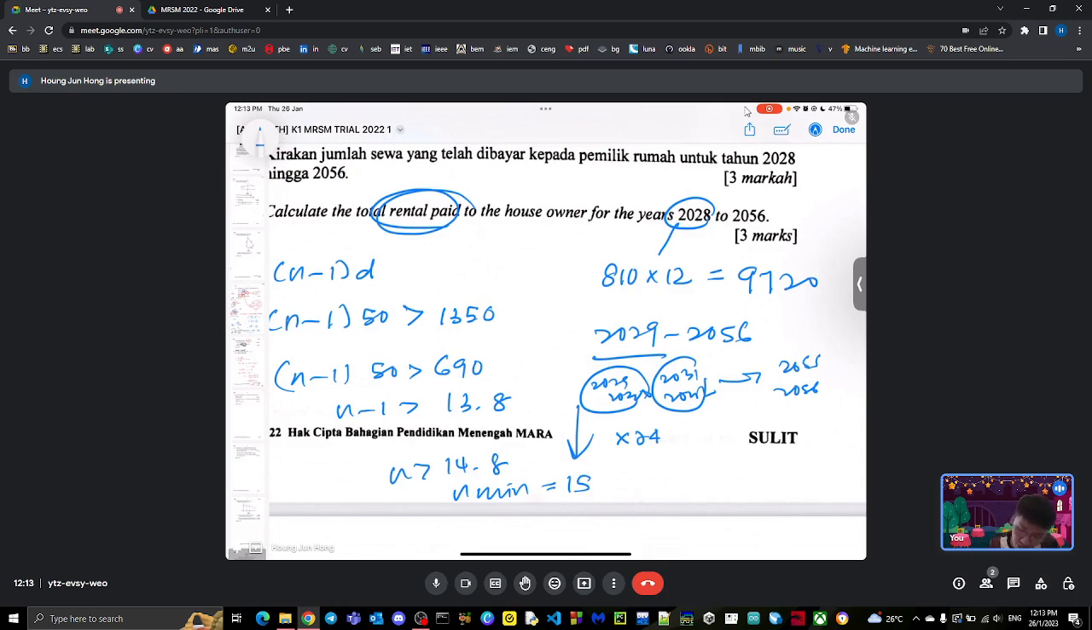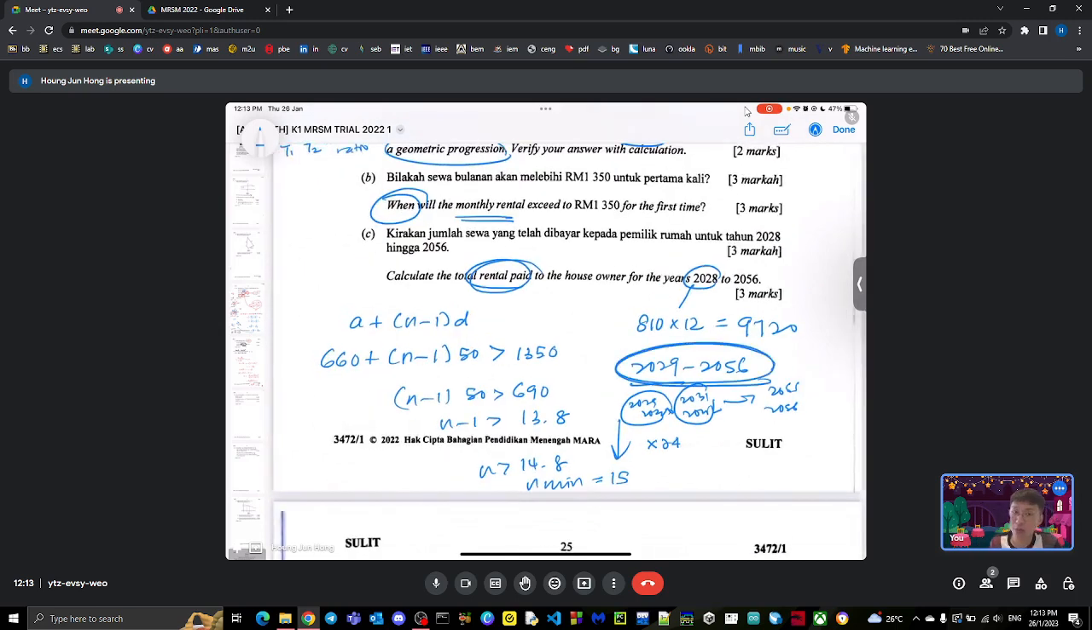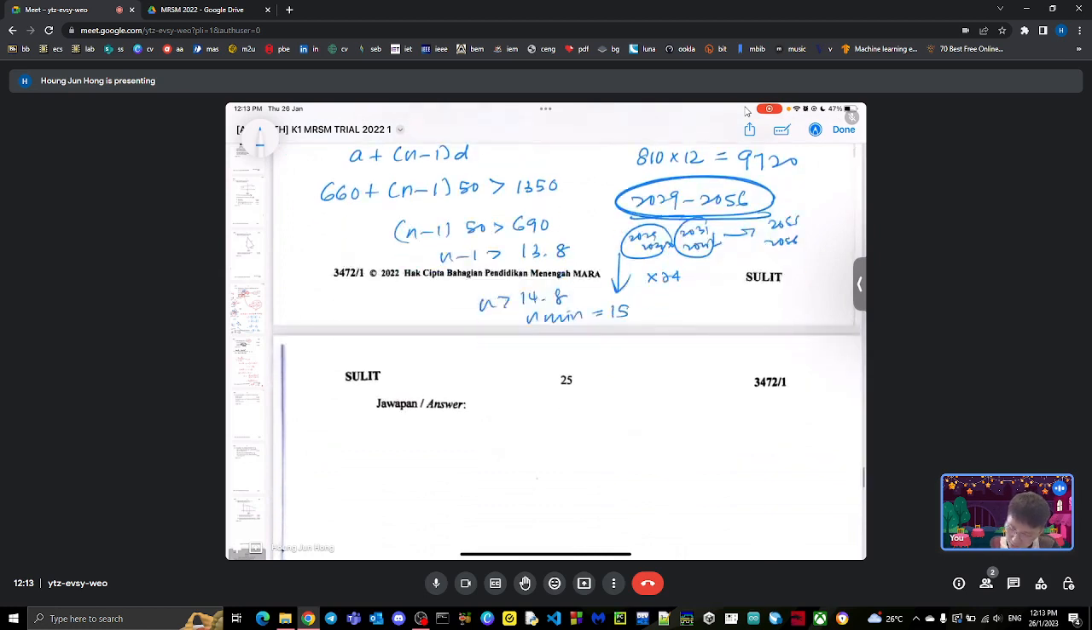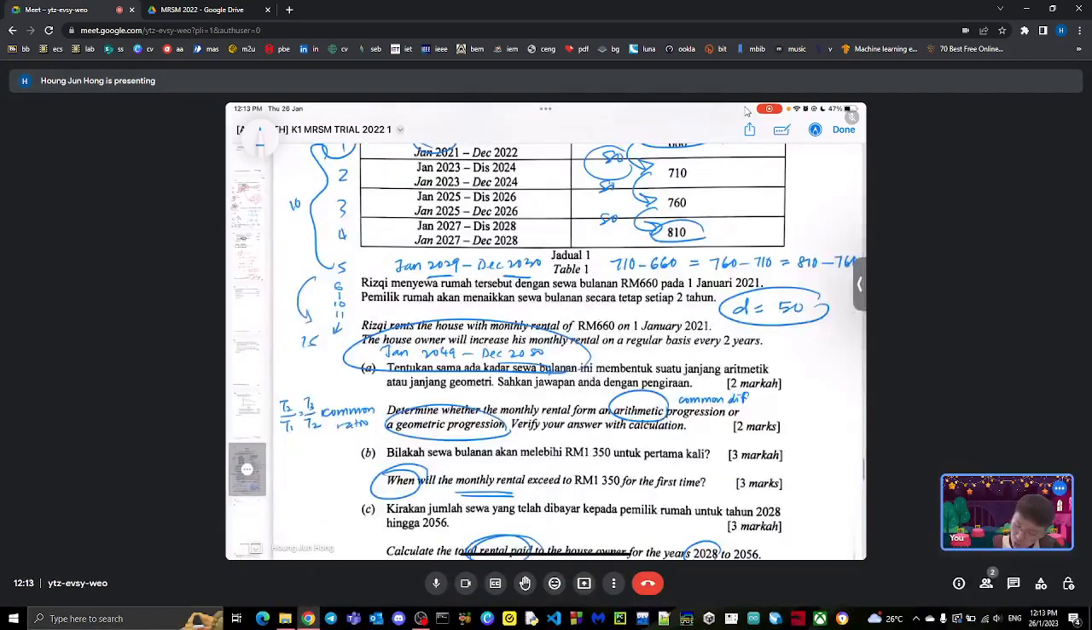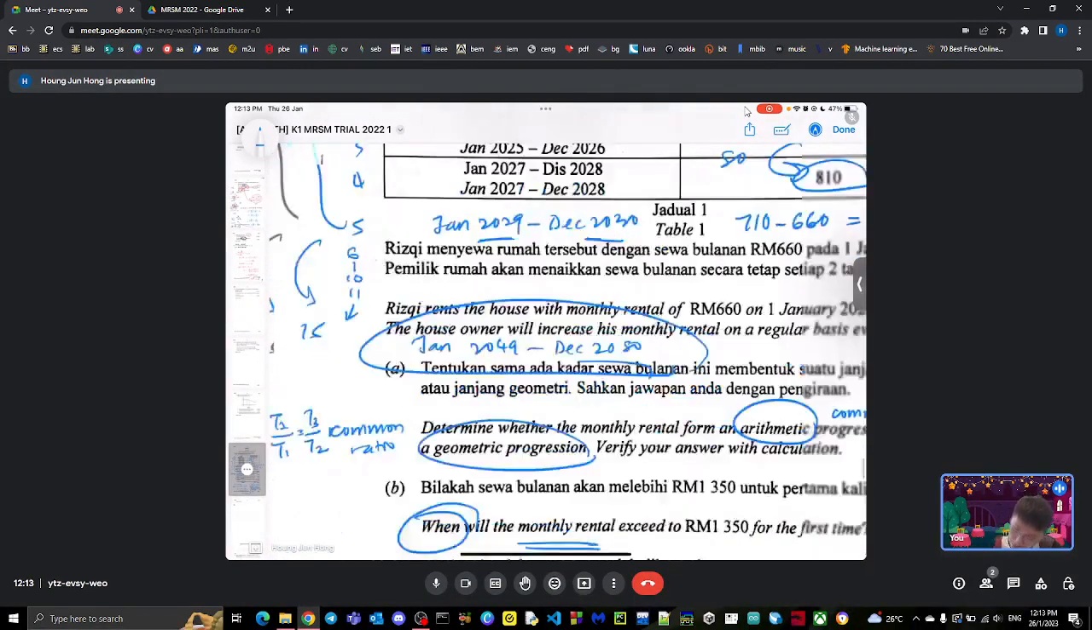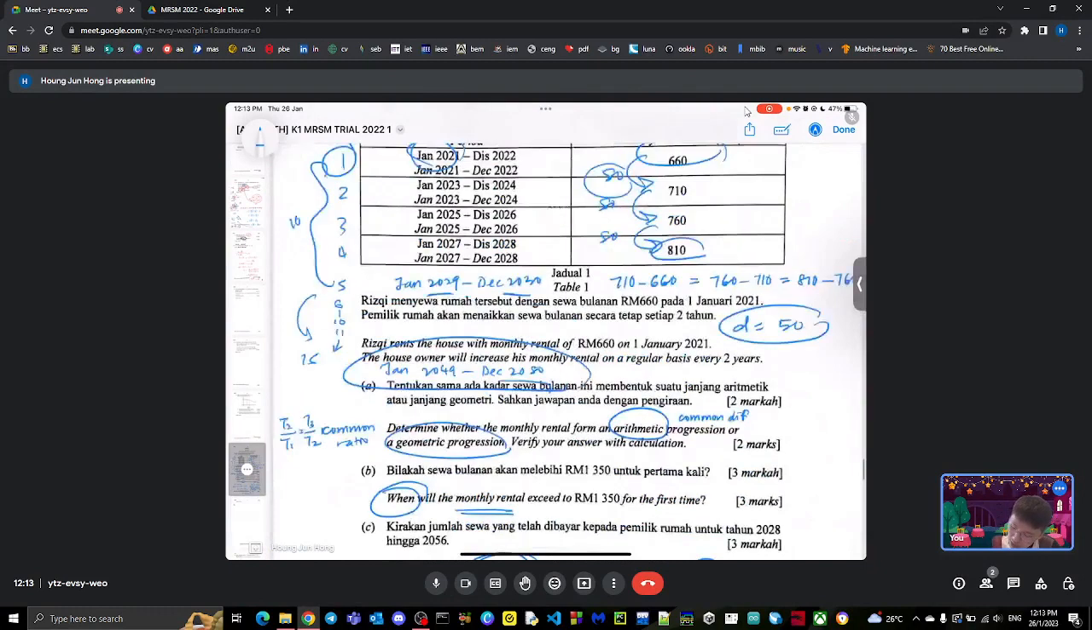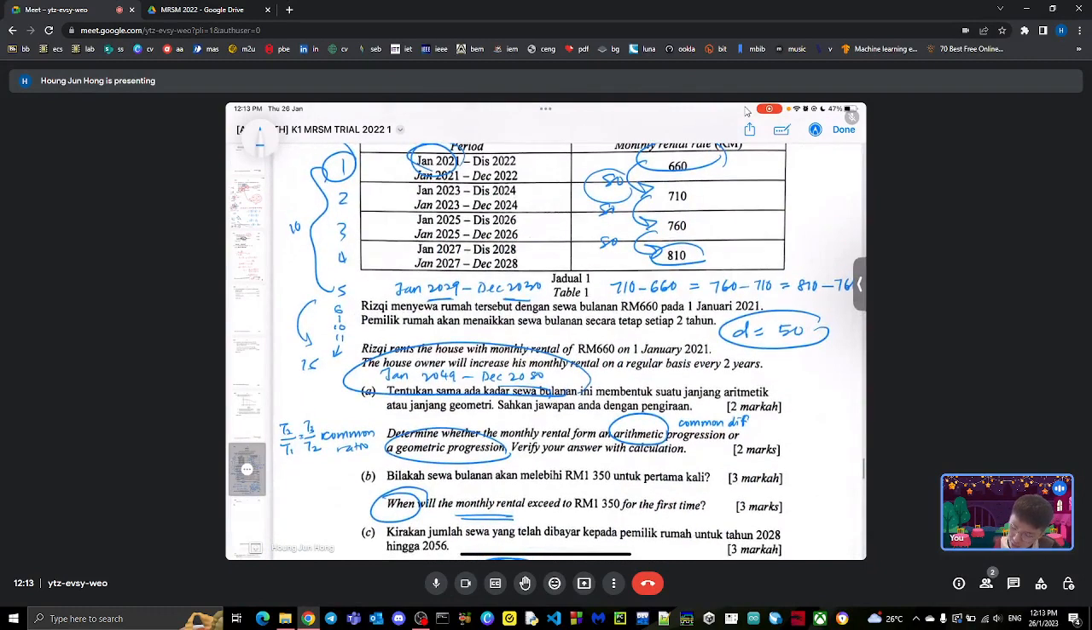Okay, yep. So now let's try to find first what is the rental from this period, right? Now it's a thing about sum, Sn, because now you have a series of numbers to be added together. Notice that 2029 is not your first term, because 2029 is actually your fifth term, and then up until 2056. 2056 will be your what term? You just calculate here.